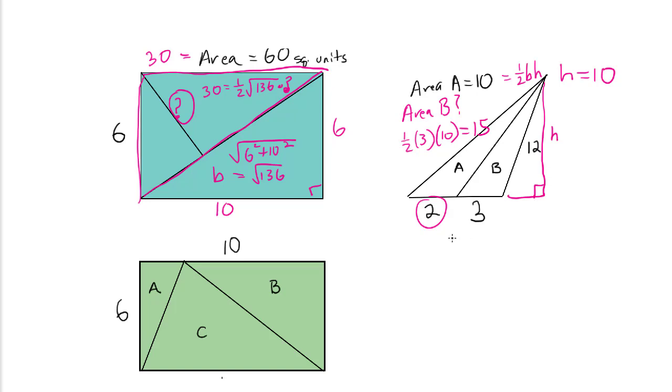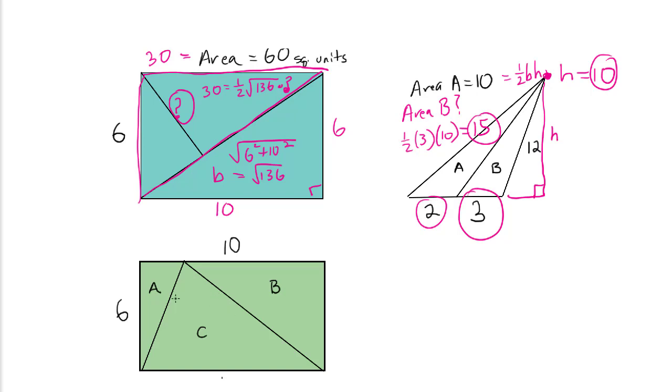Another thing to note is whenever you have the same heights of triangles, the ratio of the areas will be the ratio of the bases. 3 to 2 is the same ratio as 15 to 10. I really didn't even need to find the height as an intermediate answer.